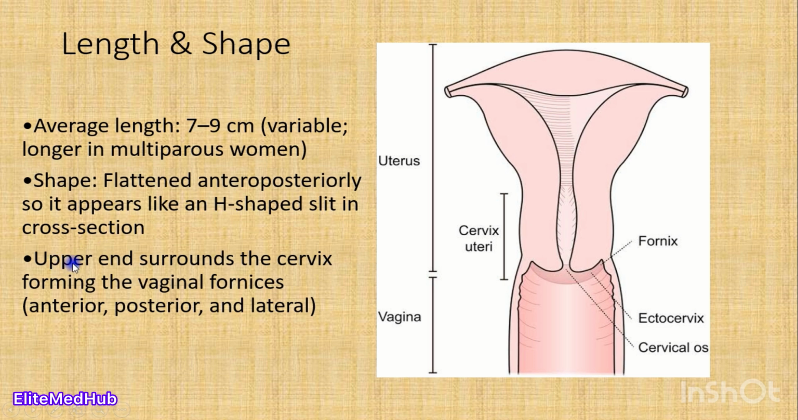slit. The upper end surrounds the cervix, forming the vaginal fornix. This is the upper end of the vagina, and it forms the fornix of the vagina anteriorly, posteriorly, and laterally. So you expect to see this fornix laterally, posteriorly somewhere around here, and anteriorly, that's forwards.